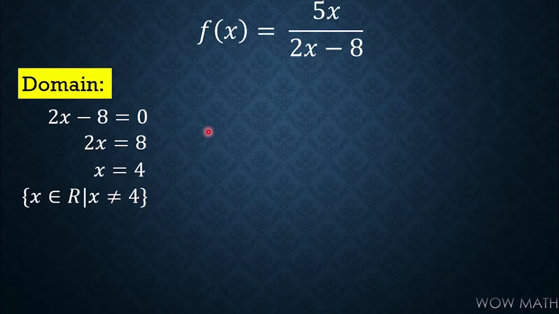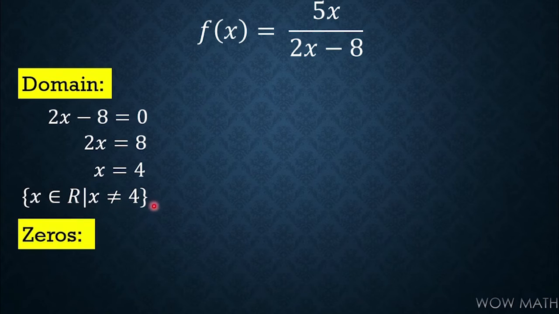And then, our graph may be restricted into positive 4. So, set of all real numbers except positive 4. And then, next is 0. So, we will equate the numerator to 0. So, 5x is equal to 0. And then, x is equals 0.